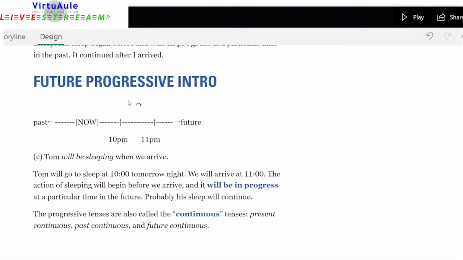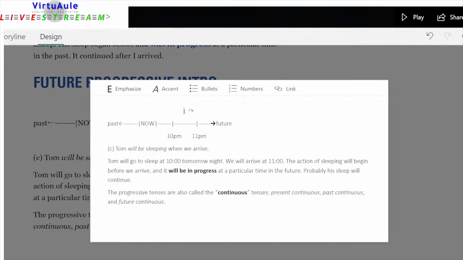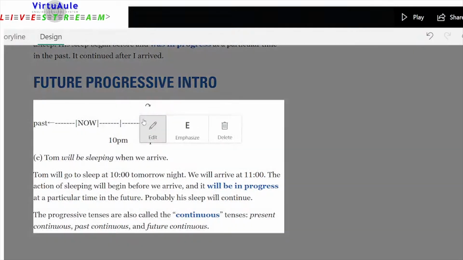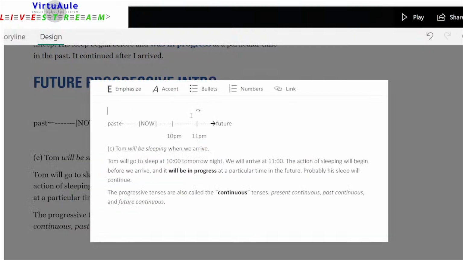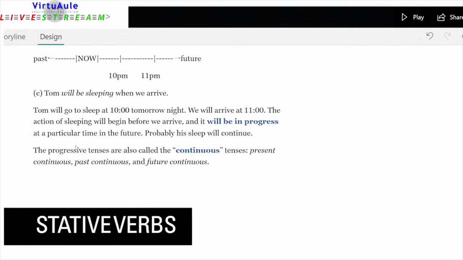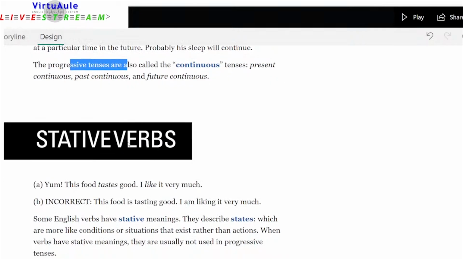I think that should be probably a little bit closer to the arrow also. It should be on the 11 o'clock because that's what we're really talking about. We're talking about the 11 p.m., exactly what happened at 11 p.m. Okay. Progressive tenses are also called continuous. Present continuous, past continuous, future continuous.